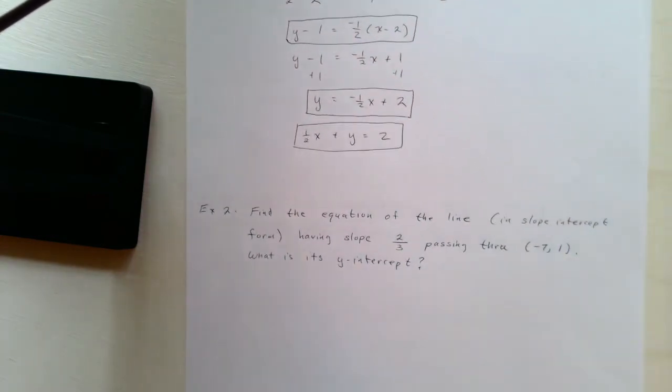If we could go to the next example: find the equation of the line in slope-intercept form, having slope 2/3, passing through the point (-7, 1), and then ask what's the y-intercept. I'll let you pause the video if you want and work on this.